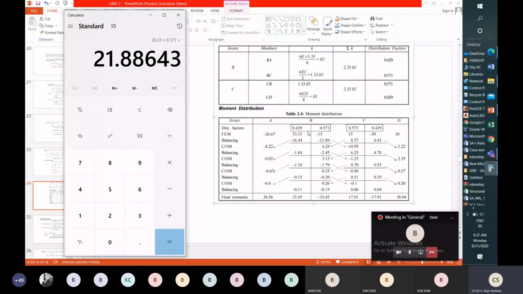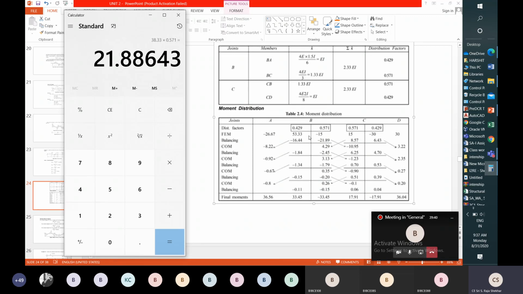What we are doing is distributing the unbalanced moment to member BA and member BC, depending upon the distribution factor. It is like a partnership or profit sharing. Member BA has 42% shares and member BC has 57% shares. Just like sharing profit, we are sharing the moment. To balance the unbalanced moment, we are sharing it.